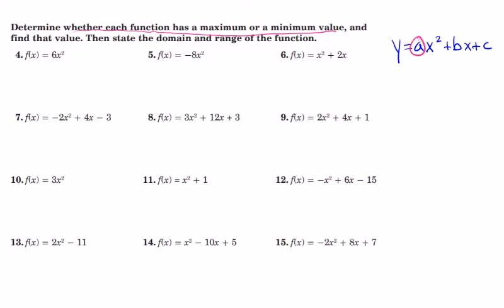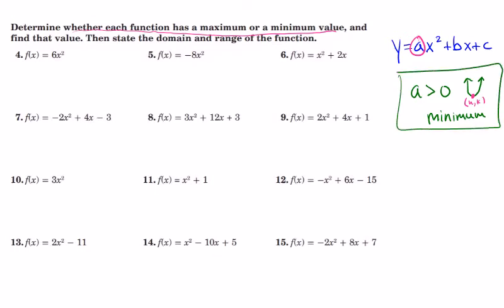If a is positive, that means it's going to be facing up, and that means we're going to have a minimum, because our vertex is going to be at the bottom. And the minimum is always the y value of the vertex. So if this is h and k, the minimum is going to be k. The minimum and maximum are always k, whatever the output or the y value of the vertex.